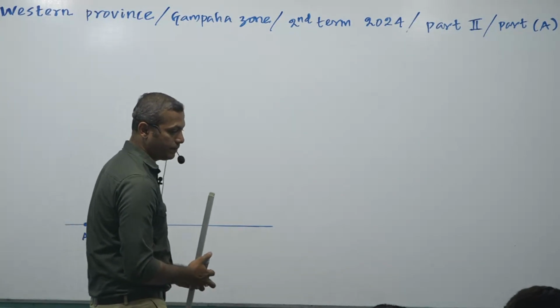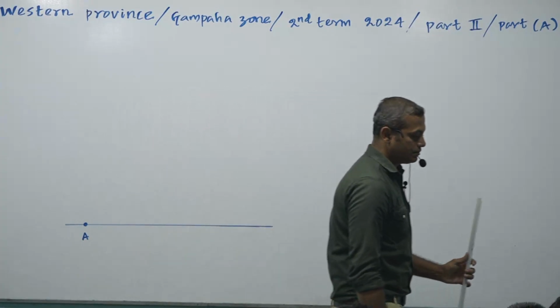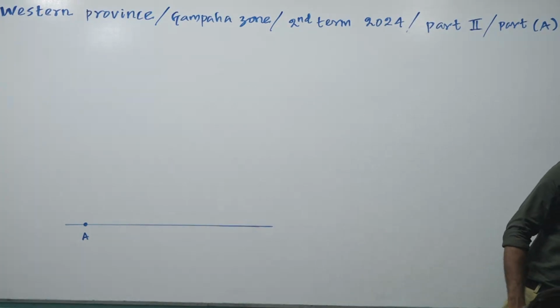Mark a point A, measure 10 centimeter in the compass and have a cut.